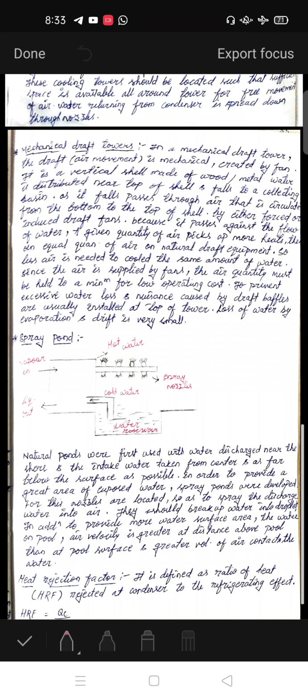And one more thing you have to know: what is the heat rejection factor? It is the ratio between the heat rejected at the condenser and the refrigerating effect. So HRF will be QC by RE, and you know what QC is? QC will be RE plus W. So if you divide all the terms, it will be 1 plus 1 by COP. So there is a relationship between HRF and the COP of the refrigerant.